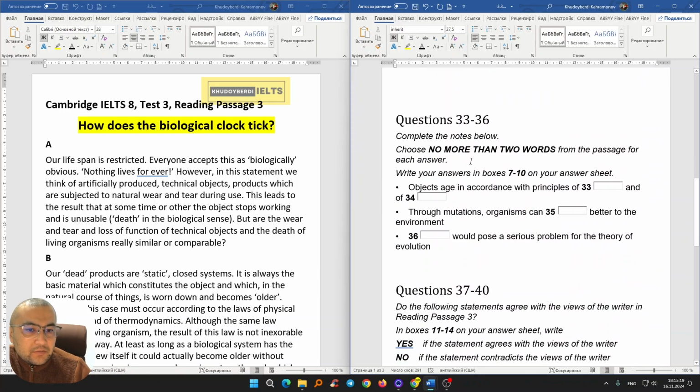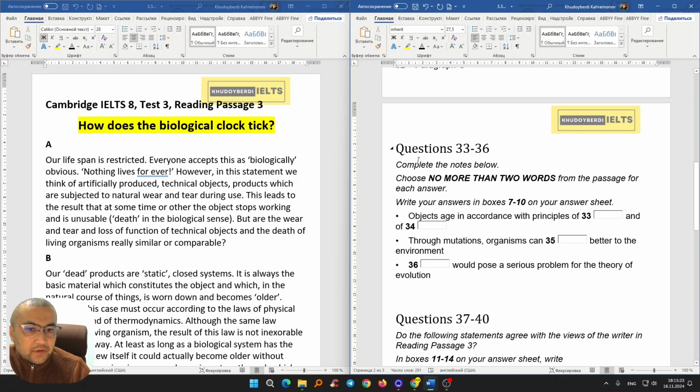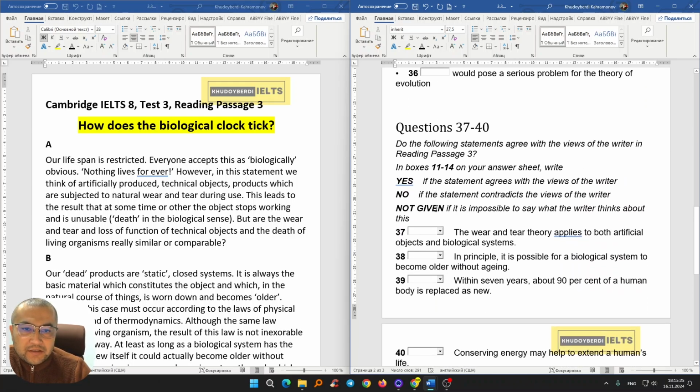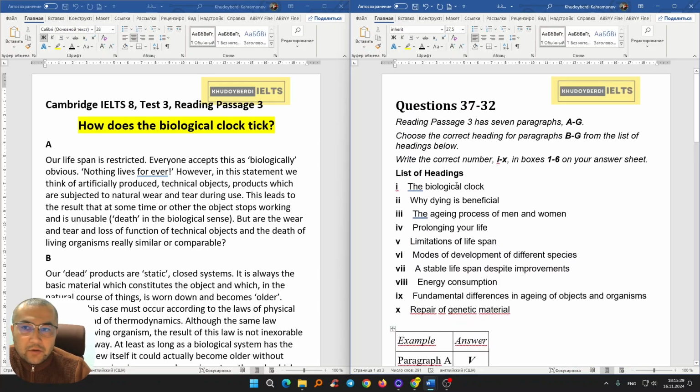The next one is about sentence completion, right? And the last one is yes, no, not given. All right, let's try to do our best in terms of doing full reading analysis with synonym matching.